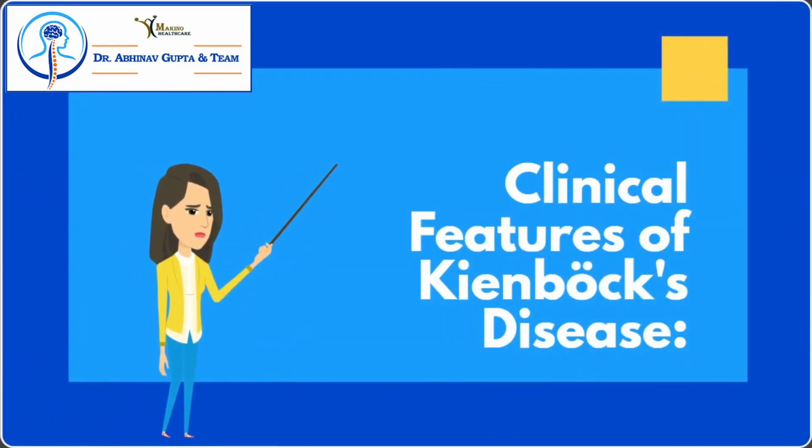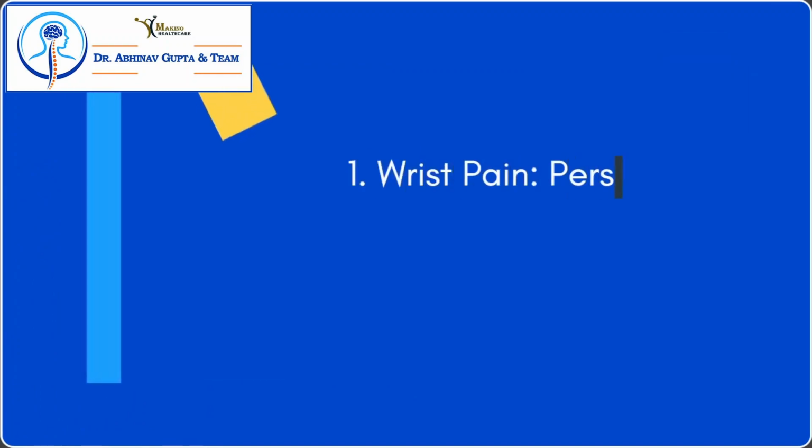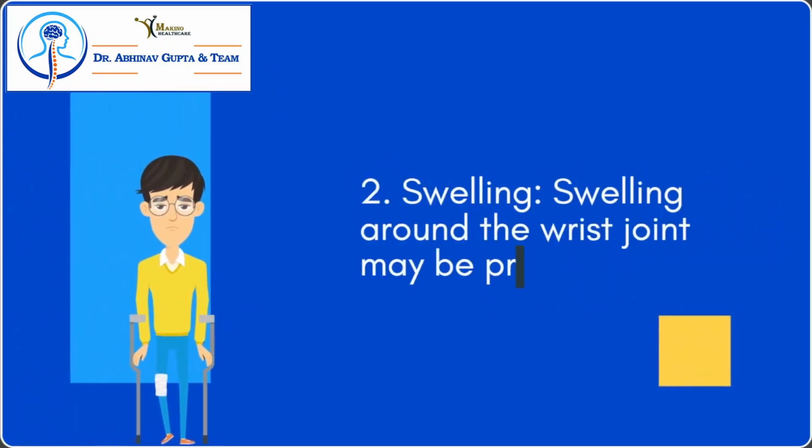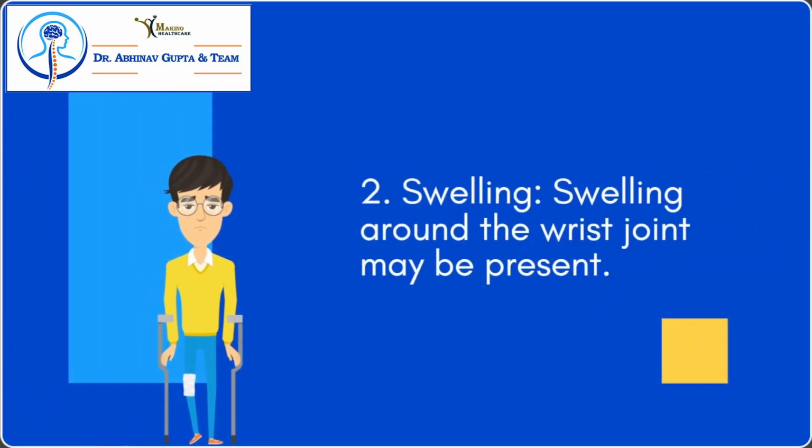Clinical features of Kienböck's disease. 1. Wrist pain, persistent pain in the affected wrist, exacerbated by movement or weight bearing. 2. Swelling, swelling around the wrist joint may be present.